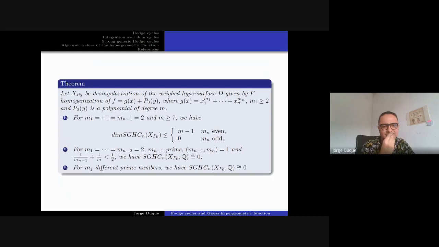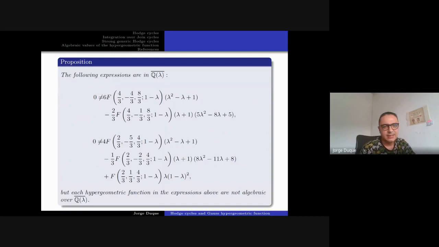But we will later come back to this theorem and to these results. The result is just one expression, so that is algebraic. But this function is the hypergeometric function, and these hypergeometric functions are not algebraic. So, okay, let me continue.